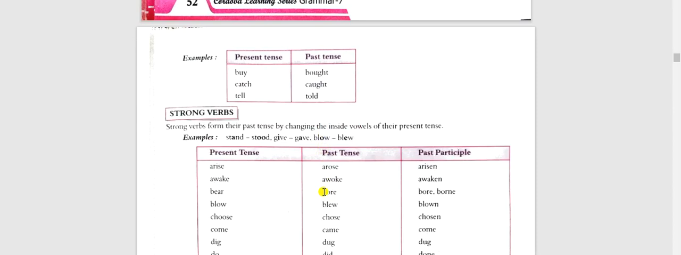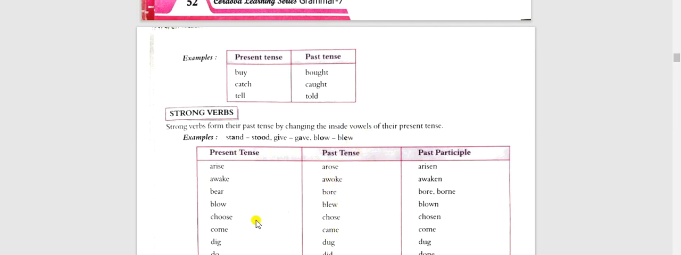Now the strong forms. Some strong verb forms make their past tense by changing the inside vowels of their present tense. How? Just have a look. They say that the feature of a strong verb is that the vowel which is present in the present form, that is in the first form, that is in the base form, is changed when you make its past form, when you make its past participle form, right? Say, I, which is the inside vowel, it gets changed to O and then I again, right? But basically they are focusing on the past tense only.